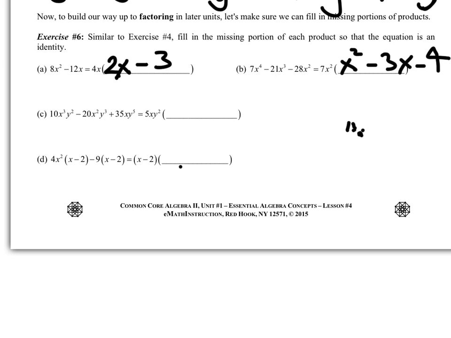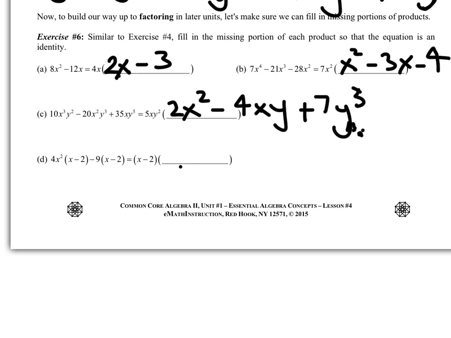In C, I will have 2x squared. And that's it, because technically this y squared divided by y squared is 1. So I'd have 2x squared times 1, which is just 2x squared. So I don't need to show anything for the x squared divided by the x squared. And then I'll have minus 4xy. And lastly, I'll have plus 7y cubed.